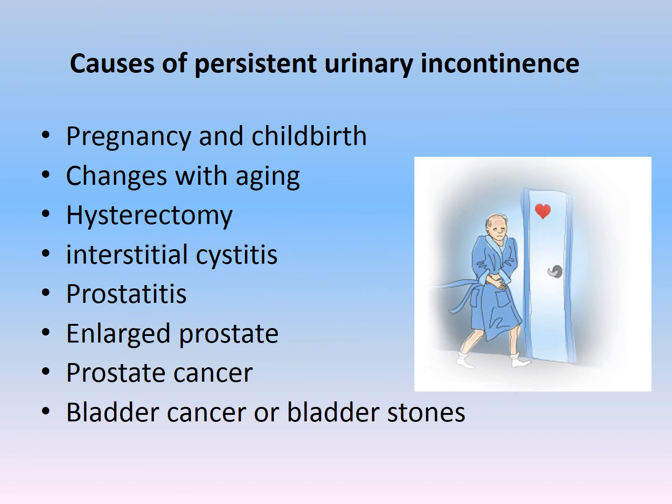So causes of persistent urinary incontinence: pregnancy and childbirth, changes with aging, patients who have had hysterectomy, interstitial cystitis, prostatitis, enlarged prostate, oftentimes secondary to benign prostatic hypertrophy, also called BPH, prostate cancer, bladder stones, and neurological disorders as well you can add to that. And these would be things like stroke, Parkinson's disease, multiple sclerosis, also diabetes because of the nerve damage from diabetes.